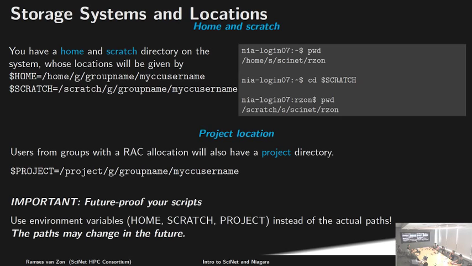Use these variables. We've had at least once a case where we had to change the structure of the file system. People that use the environment variables could still use their scripts, and people that had hard-coded these paths could not. Also, these paths are different on Cedar and Graham. So if you're running both on those machines and on Niagara, and you want anything that's slightly portable, use the environment variables, then those scripts will be portable. Their homes and scratch are in different locations, but they have a $HOME and a $SCRATCH defined.